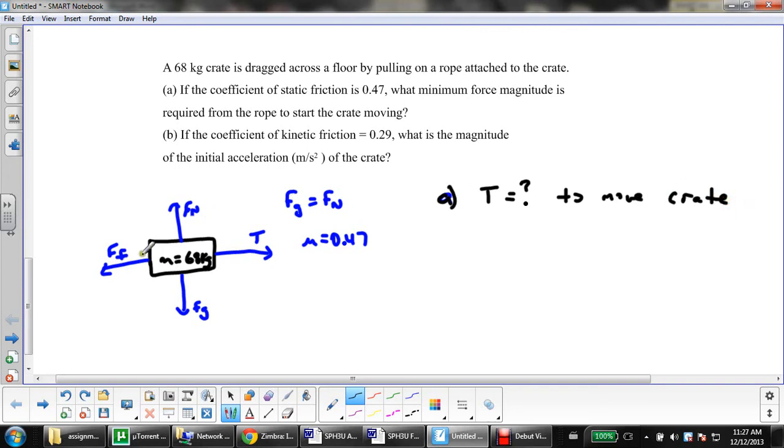When is this crate going to start moving in this diagram? When T just gets a tiny bit bigger than friction. So I'm looking for when T is greater than the force of friction. So the tipping point is actually when T equals the force of friction.